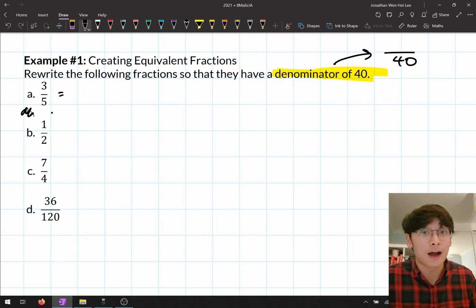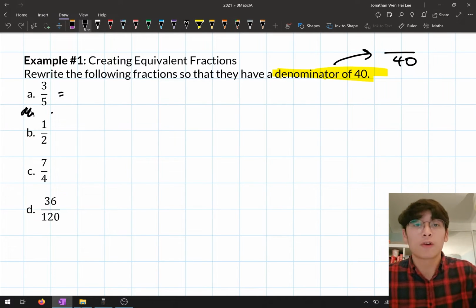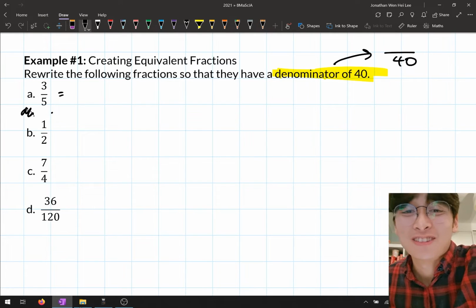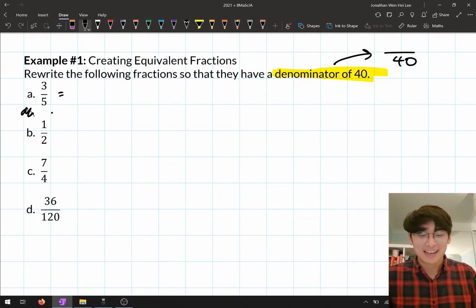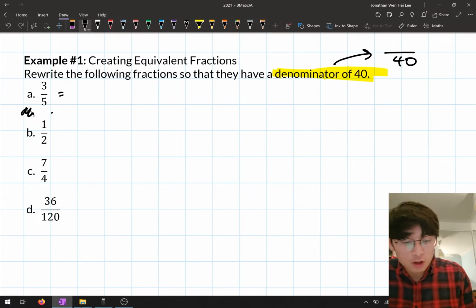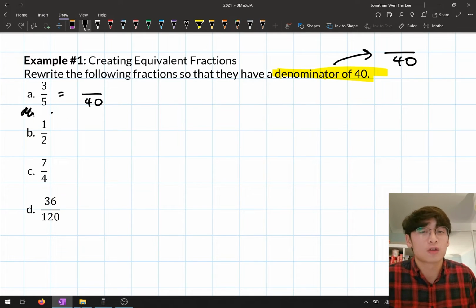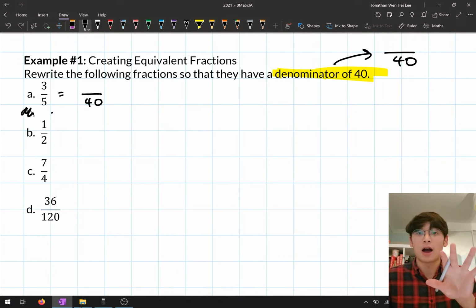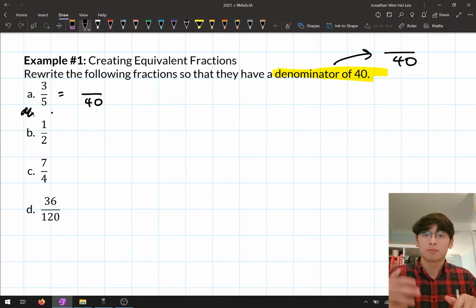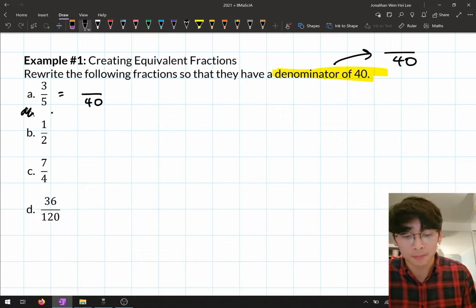We've got 3 out of 5 for our first fraction. Apologies about that noise. We want to write this as a fraction over 40. So what we want to do is change our starting denominator of 5 to become 40. So we need to multiply it by a number.